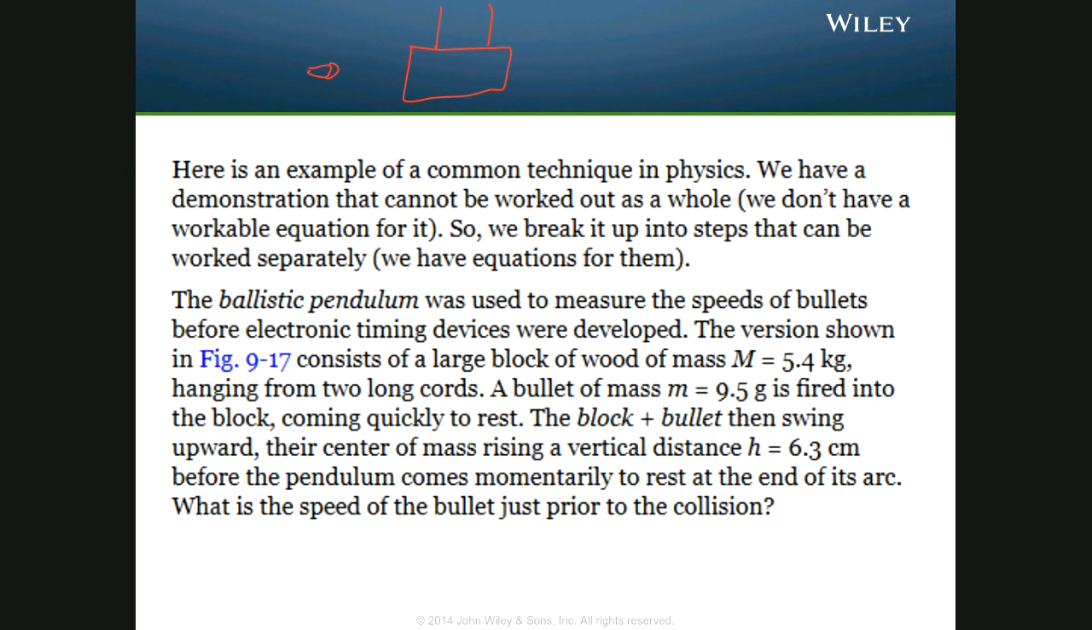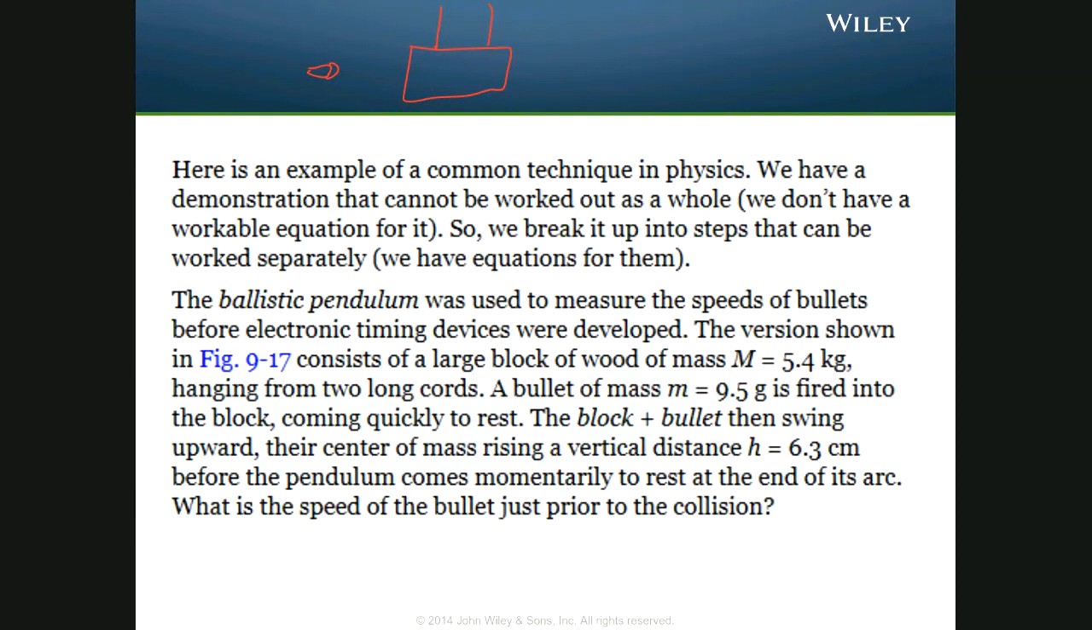Now, a bullet of mass m of 9.5 grams is fired into the block, coming quickly to rest. So we're going to have what looks like an inelastic collision, right? The block and bullet then swing upwards, their center of mass rising a vertical distance of 6.3 centimeters. So before the pendulum comes momentarily to rest at the end of its arc, what is the speed of the bullet just prior to the collision? Not only do we have to pull from our math library of knowledge, but we have to pull from our physics library of knowledge.